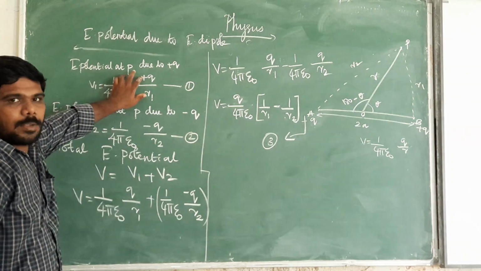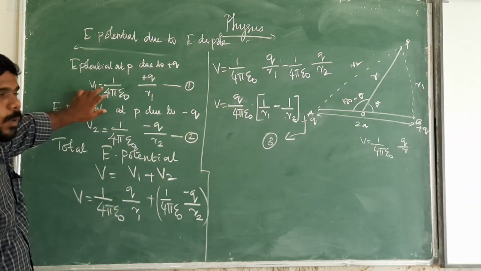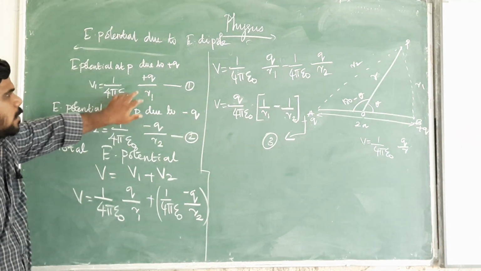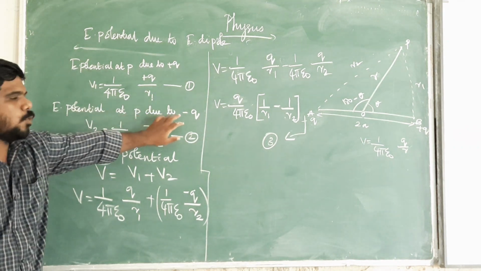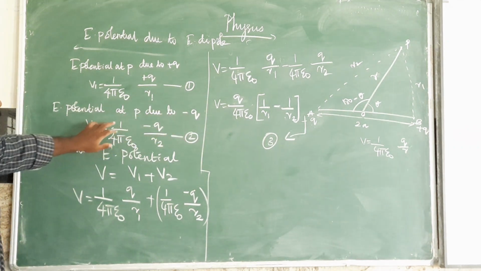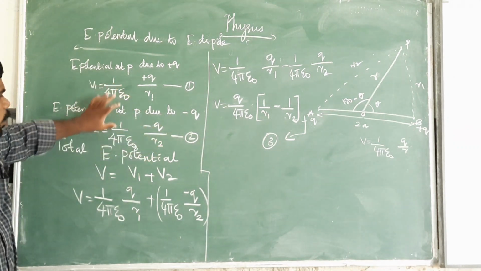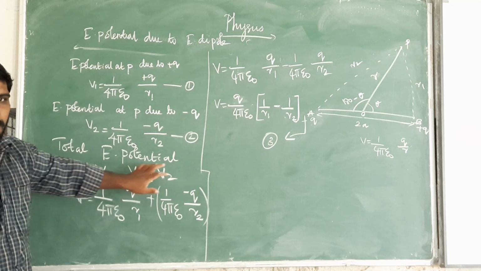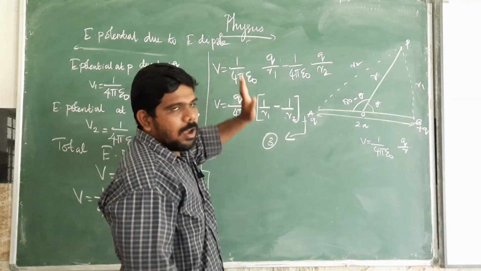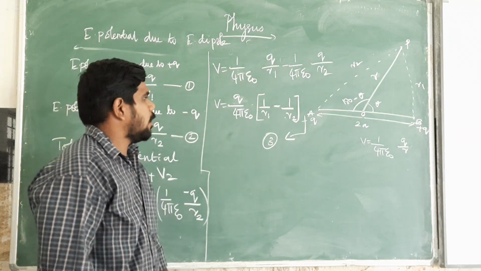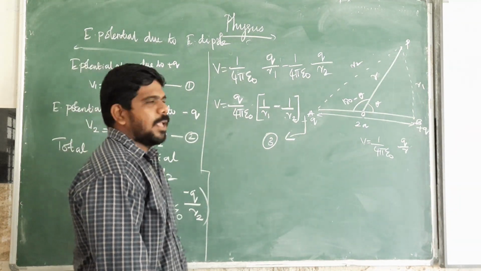The point we say is that first we find the electric potential at P due to the positive charge: V1 is equal to 1 by 4 pi epsilon 0 plus q by r1. The electric potential due to minus q is V2 is equal to 1 by 4 pi epsilon 0 minus q by r2. The total electric potential V is equal to V1 plus V2. We substitute, plus into minus is minus. Common terms are taken outside, and we get V is equal to q by 4 pi epsilon 0 into 1 by r1 minus 1 by r2.